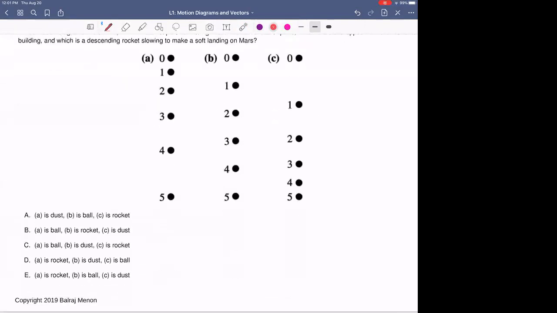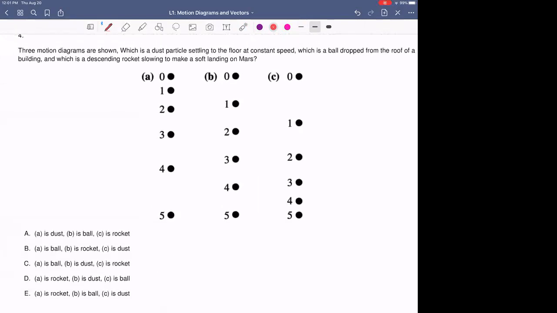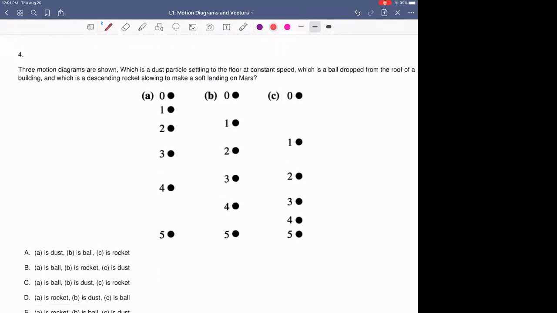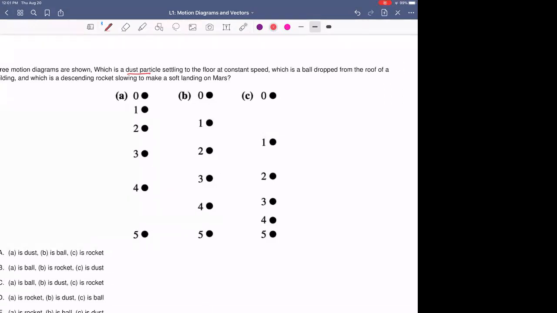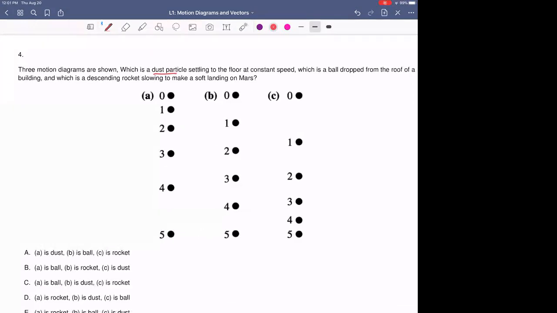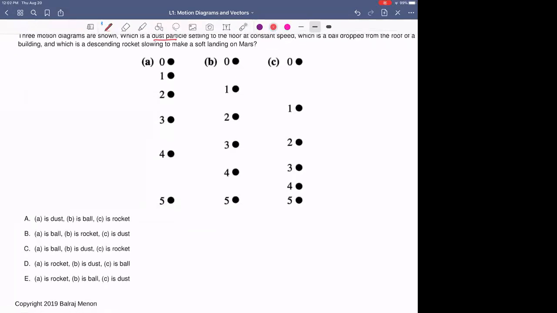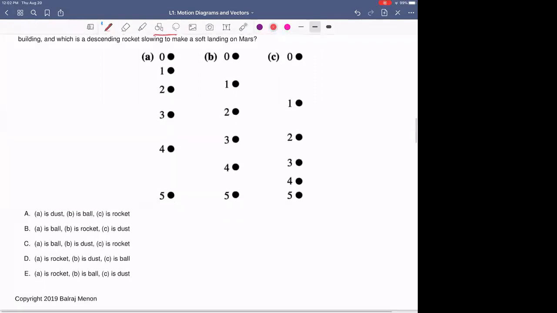Here's a bit more involved one. You're shown motion diagrams of 3 objects. One is a dust particle settling to the floor, another a ball dropped from a roof, and the third a rocket descending and making a soft landing on Mars. So which motion diagram corresponds to which object?